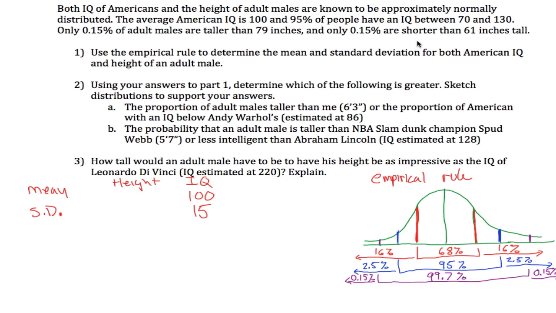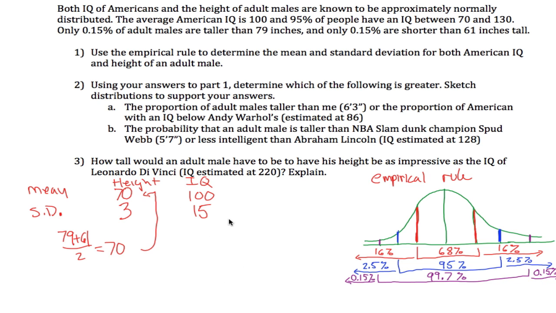So I think the easiest way is to first find the mean. Using symmetry, the mean has to be halfway between 79 and 61. So 79 plus 61 divided by 2 is 70, and that'll give us the mean height in inches. And then for the standard deviation, you have to go up 3 standard deviations to make it so only 0.15% of the data is above that point. So if 0.15% are above 79, we know that 79 is 3 standard deviations above 70. So 9 is 3 standard deviations above the mean, so we get standard deviation 3.